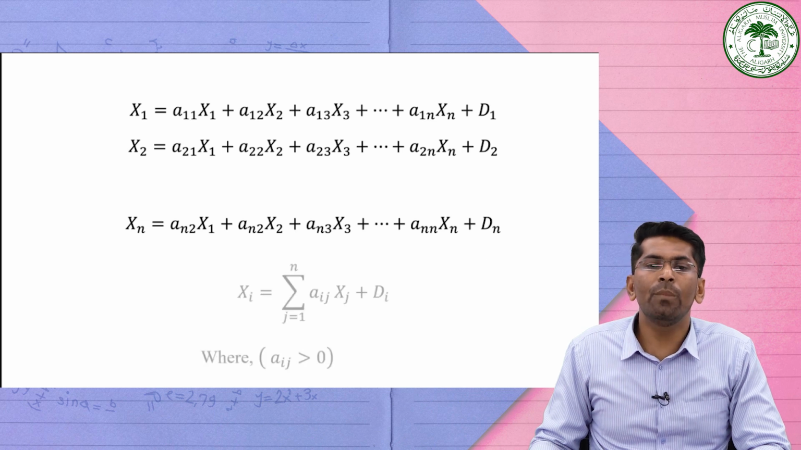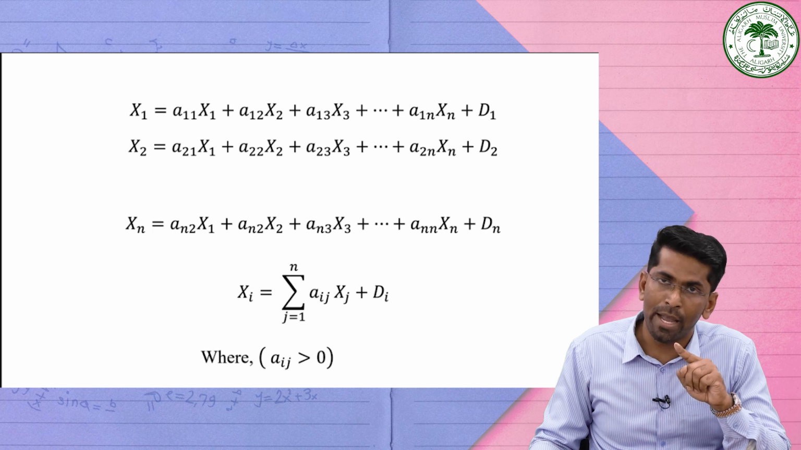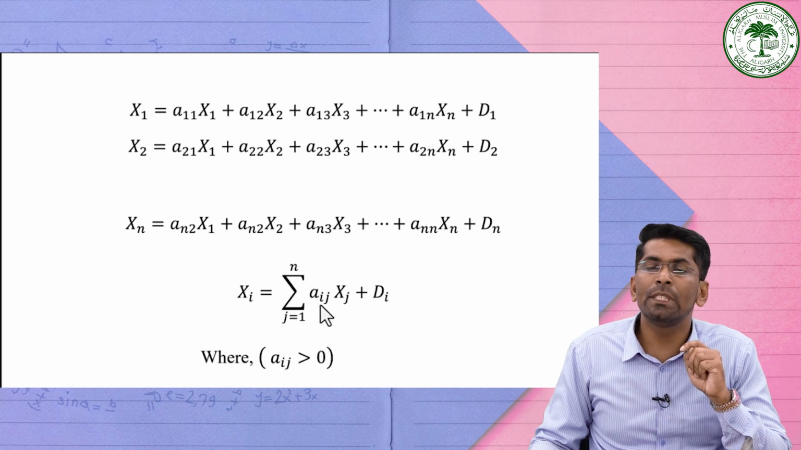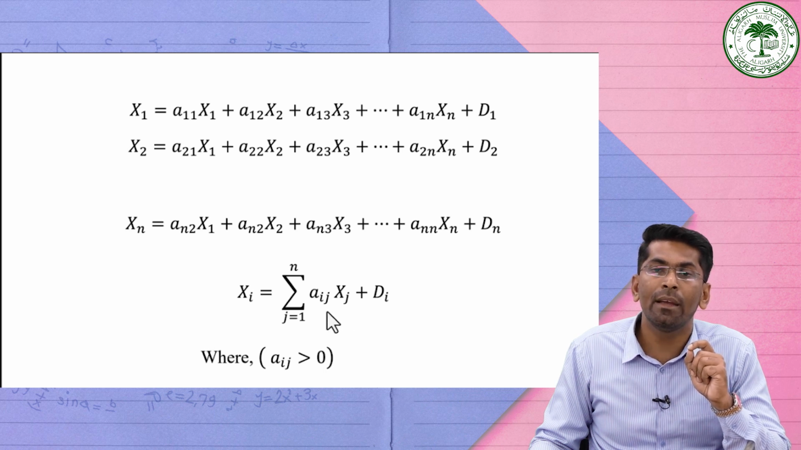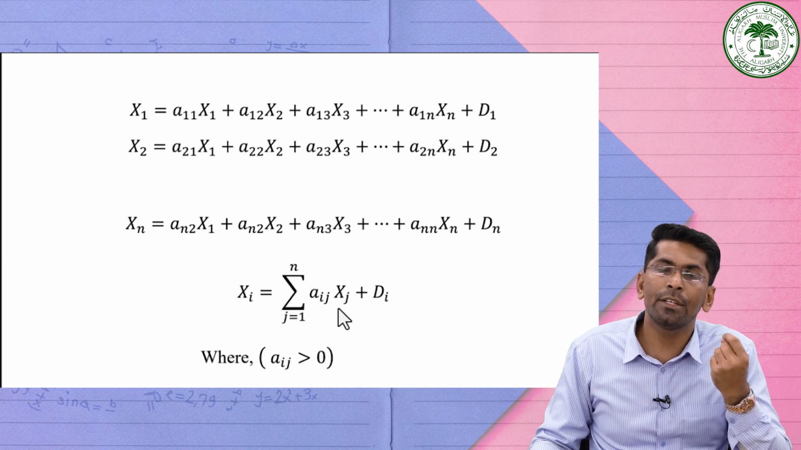So this equation we can simply represent as: the total output of the ith sector is the sum, from j equal to 1 to n, of aij xj, plus di. Here xi represents the total output of the sector i, and aij represents the technical coefficient. This aij is the technical coefficient, which indicates the proportion of output from the sector j used as an input by the sector i. I hope you understand the concept.